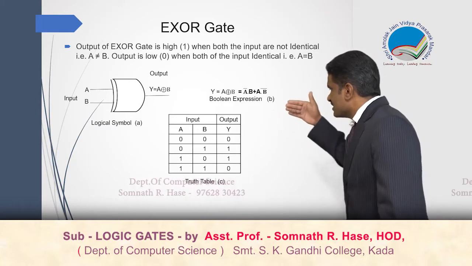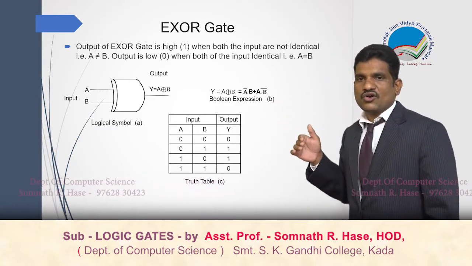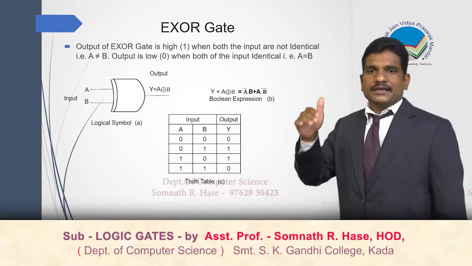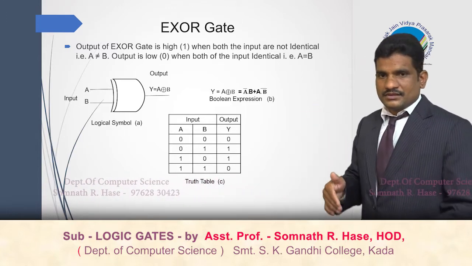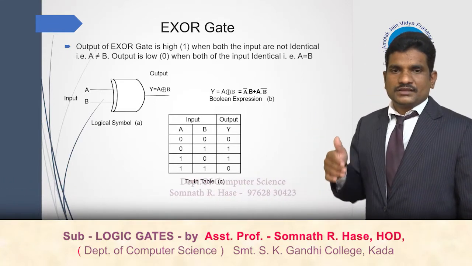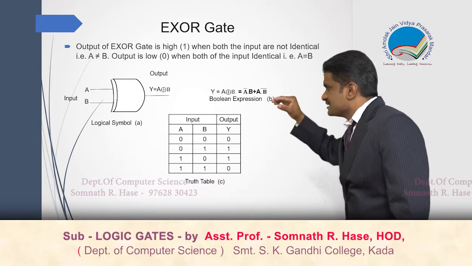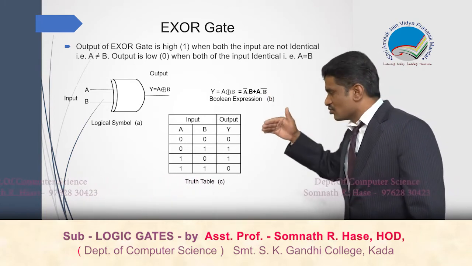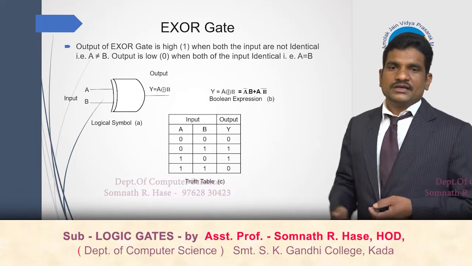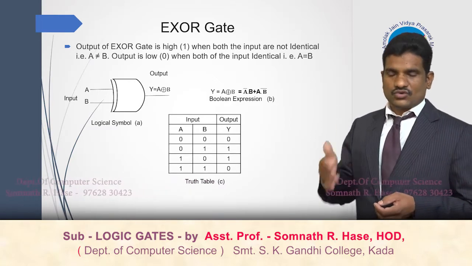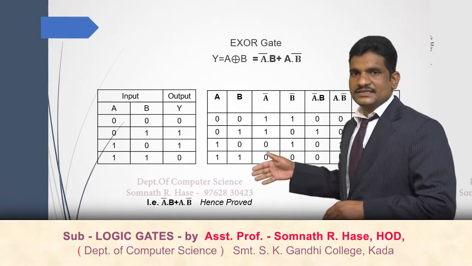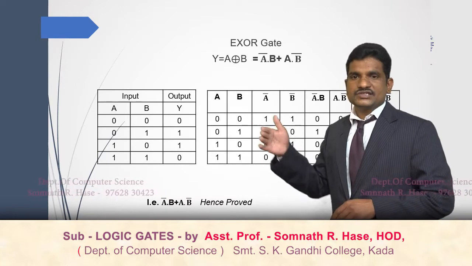In these slides, we can see the logical symbol of the EX OR gate, that is A, B, and Y is equal to A EX OR B. Here we can also see the Boolean expression of the EX OR gate as well as its truth table. For any gate, friends, there is a logical symbol, there is a Boolean expression, and there is a truth table.